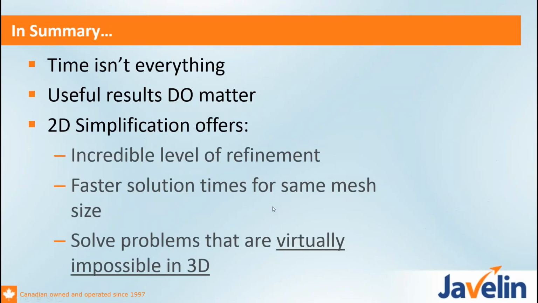Now, in summary, I will say time isn't everything here, guys. If there are cases where you're wondering, is this really applicable for 2D, you may need to question that a little bit. Just because you can simplify it into 2D doesn't mean it's a proper thing to do. But as long as you're looking at plane strain, plane stress, or axi-symmetry, and you can ignore the end conditions, usually a pretty good thing to do. Again, useful results do matter in this case, so it is worth checking versus a 3D model, or basically trying to triangulate that if you can.